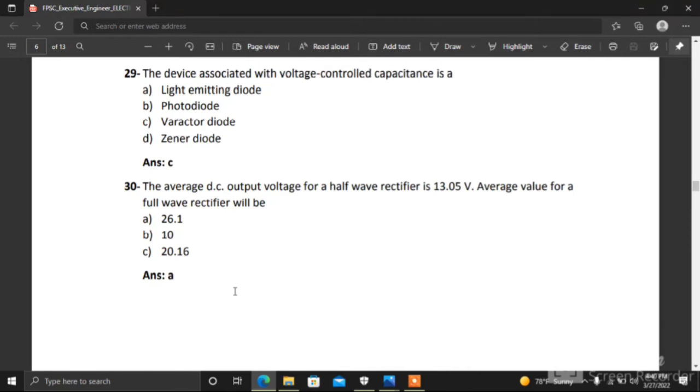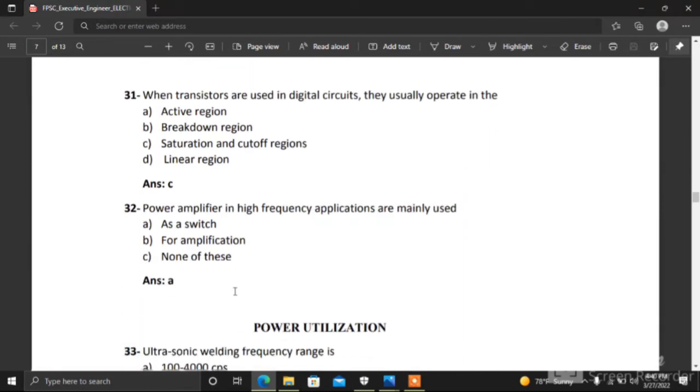The average DC output voltage for half wave rectifier is 13.05 volts. Average value for a full wave rectifier will be, correct option is A, 26.1. When transistors are used in digital circuits, they usually operate in, correct option is C, saturation and cutoff regions. Power amplifier in high frequency applications are mainly used as a switch. Correct option is A.